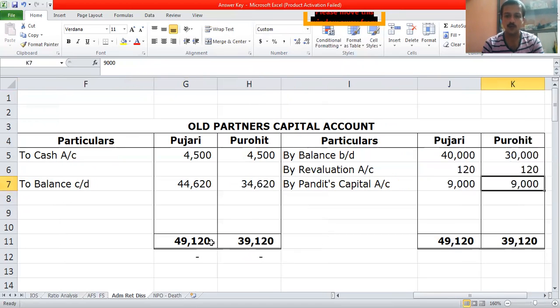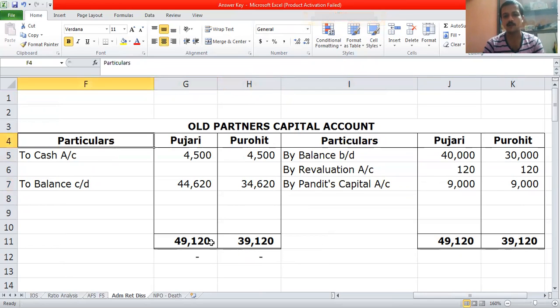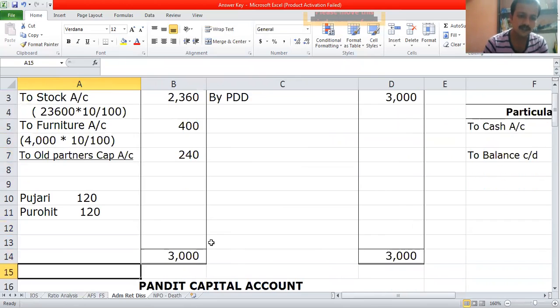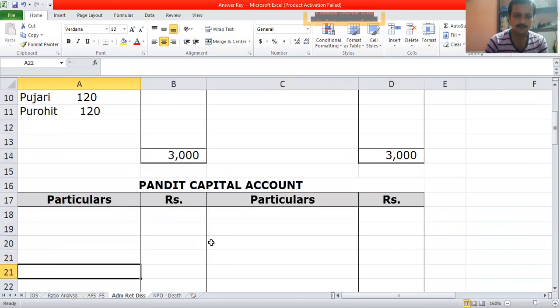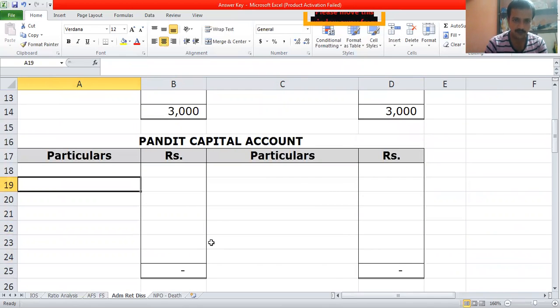I hope you understood how to treat it. Only difference is instead of goodwill, you are writing by new partner's capital account. That's very easy. You don't make it very much complicated, but there will be a small change in the new partner's capital account. I will show you how to do that. It is very easy if you understand. If you do not, it will seem to you a very big adjustment.